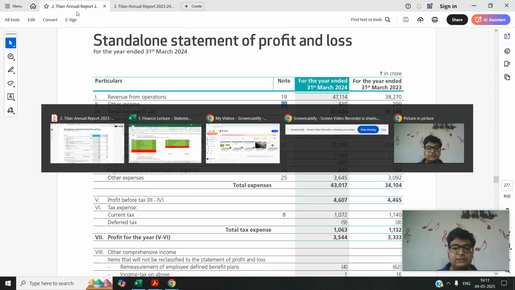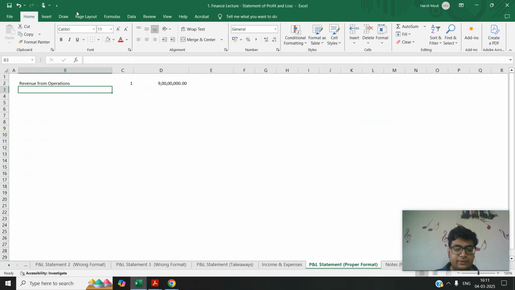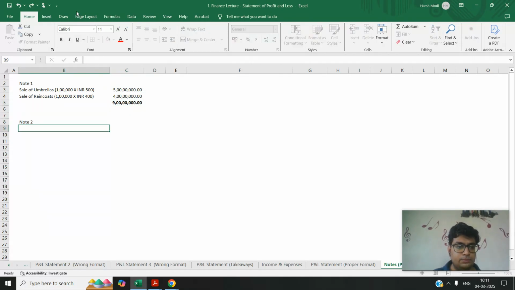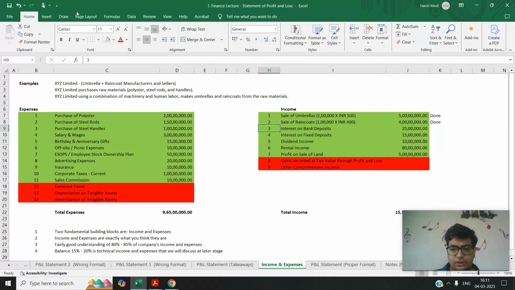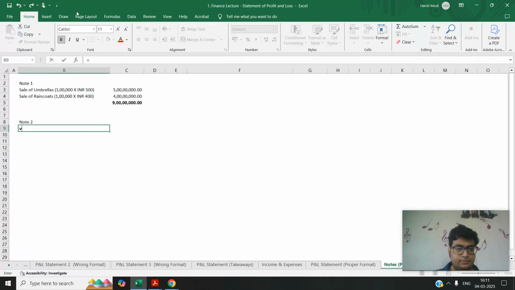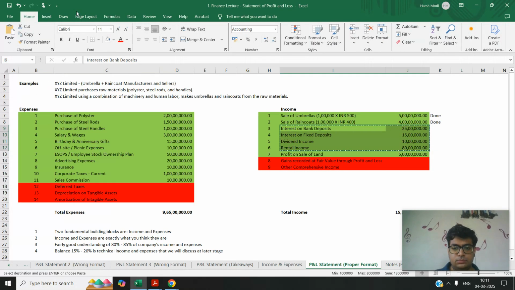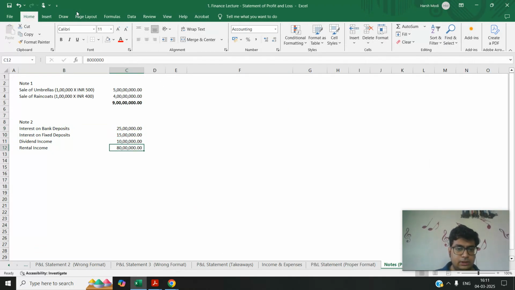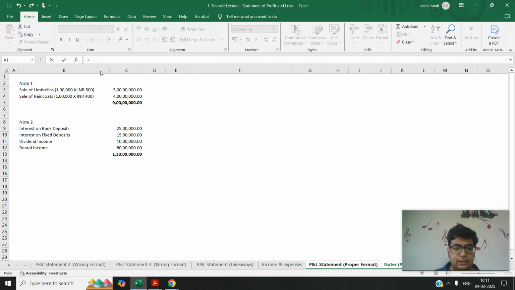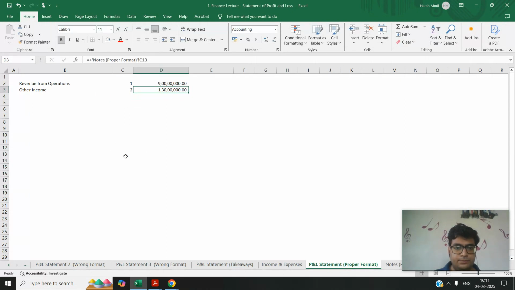So once again, let's jump to XYZ Limited, and here we have other income. I'll put it in note number 2, and here I'll have my note 2. For us, what will be other income? This 4. And I'll add it up. It's 1 crore 30 lakh, and here you go.